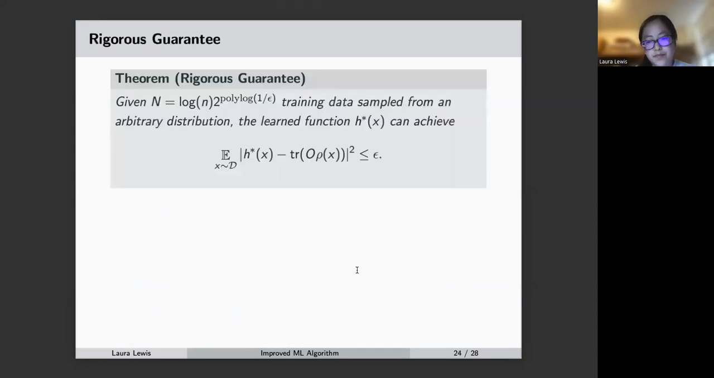Okay, so again, here's the theorem. And once again, as I've said many times, I want to emphasize the improved scaling. Previously, for fixed epsilon, the scaling in n was a very high degree polynomial in n, but here it's only logarithmic. So this is an exponential improvement, which we expect to help in practice.